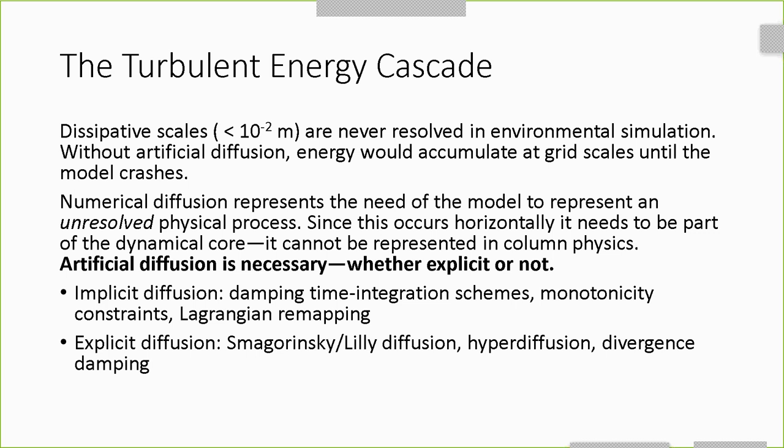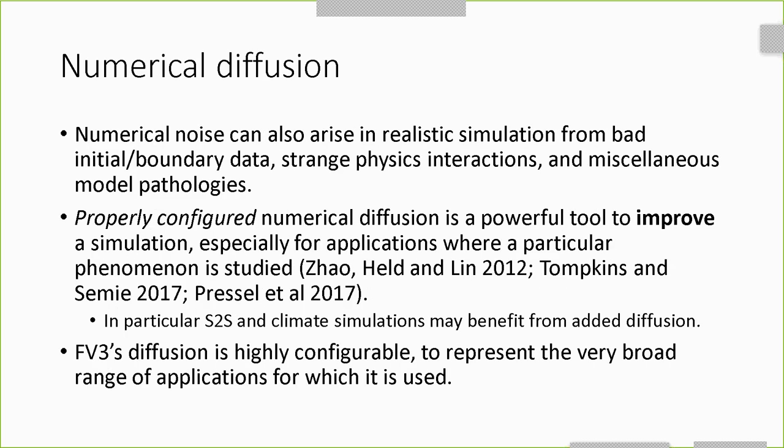But we also have to apply explicit diffusion through a number of different means. The Smagorinsky-Lilly scheme is a famous example. Smagorinsky and Lilly were originally actually at GFDL, where the scheme was formulated. There's also hyperdiffusion and divergence damping as well. And even if we didn't have the numerical cascade, numerical diffusion would arise through the operation of any realistic model, simply because models are not perfect.